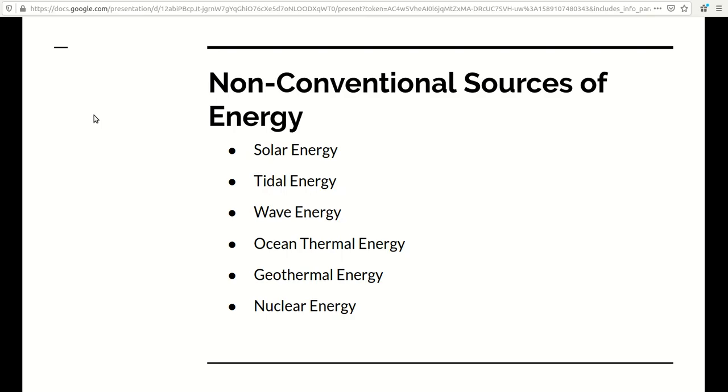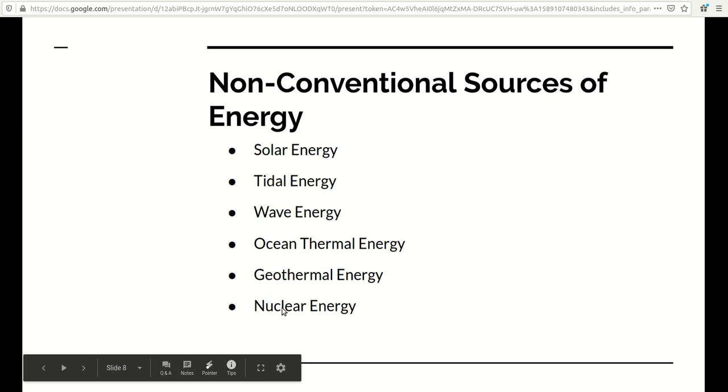Now that we're done with conventional sources of energy, let's look at non-conventional sources of energy. We have solar energy, tidal energy, wave energy, and ocean thermal energy. Clearly, all these three are associated with the sea, correct? Tides in the sea, or the waves in an ocean, or ocean thermal energy. So these are sources of energy from the sea. And you have geothermal energy, and nuclear energy. Let's look at each of them in a little more detail.